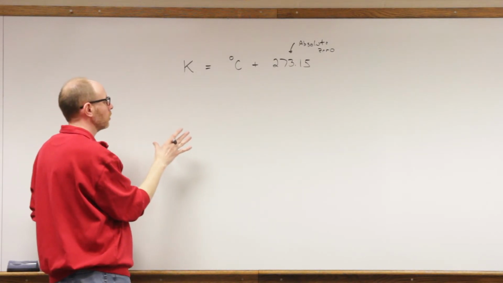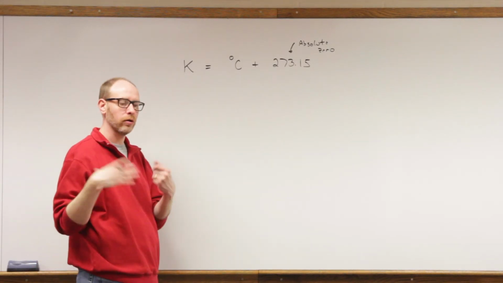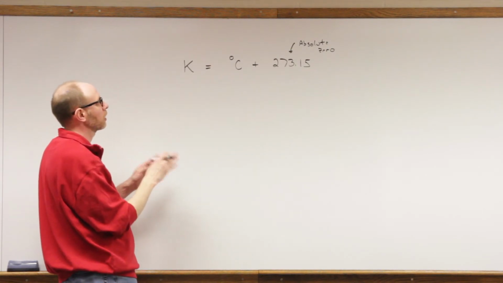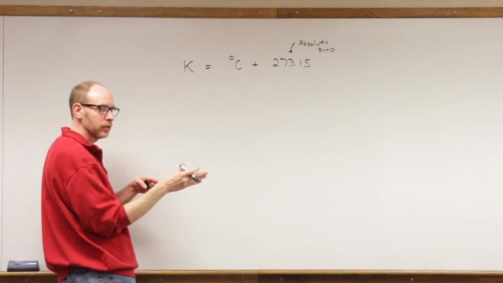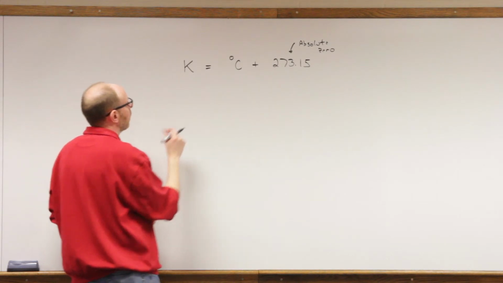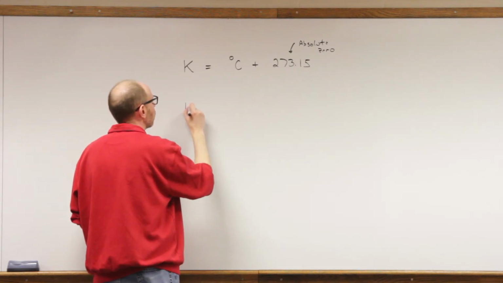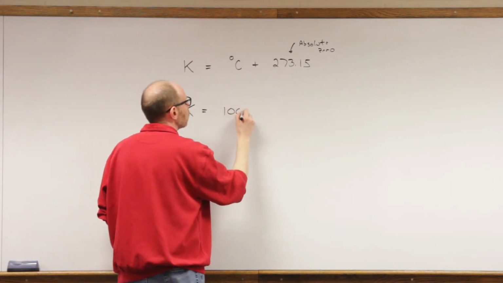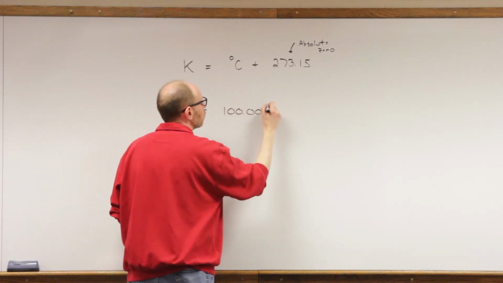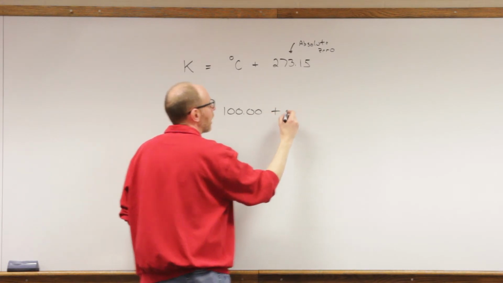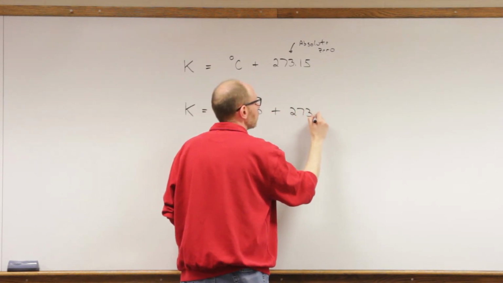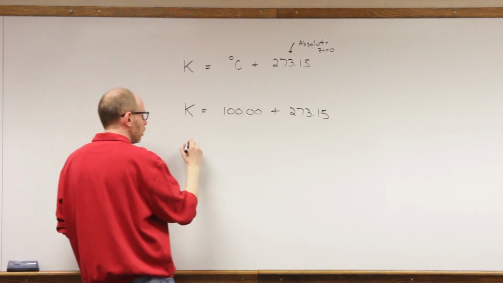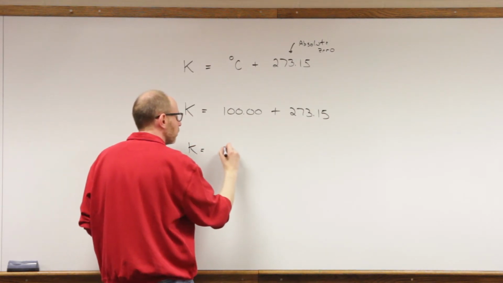And so what we're going to do in this problem is talk about water and the boiling point of water being 100 degrees Celsius. So we are going to convert between that boiling temperature in Celsius and what it would be in Kelvin. So we're going to calculate what the temperature would be in Kelvin. We know that this is 100.00 degrees Celsius, and we're going to add 273.15 to that.